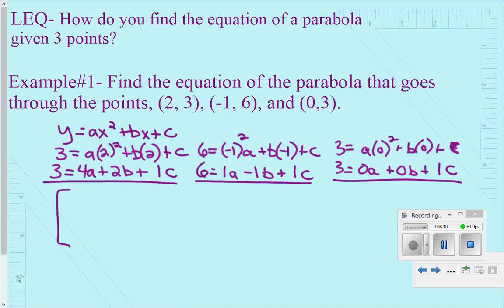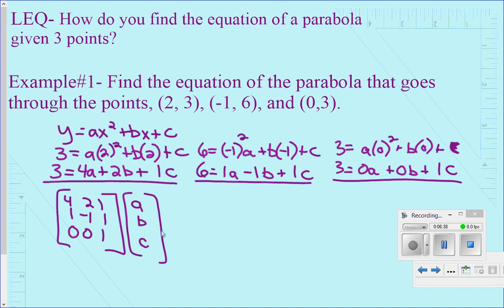So I'm going to take these equations and I'm going to put the coefficient matrix 4, 2, 1, 1, negative 1, 1, and 0, 0, 1. And now you'll see why I suggested you write 1a, negative 1b, 1c, and same thing, all of the c's put 1. Because then you can just pick the coefficients right off. Okay? And then our variables, a, b, c, equals our constants, 3, 6, and 3.